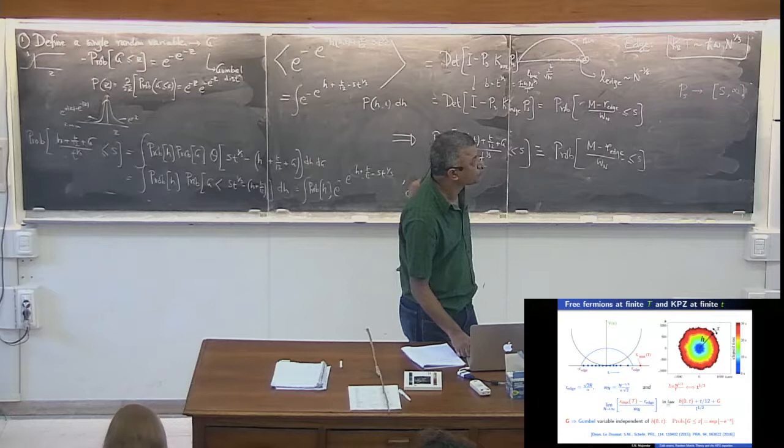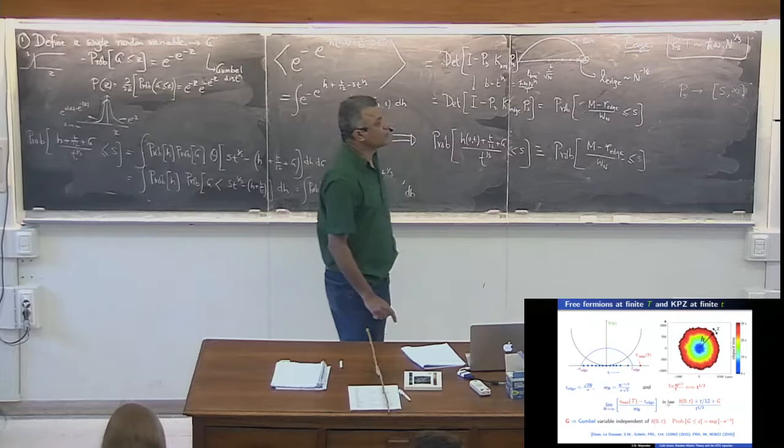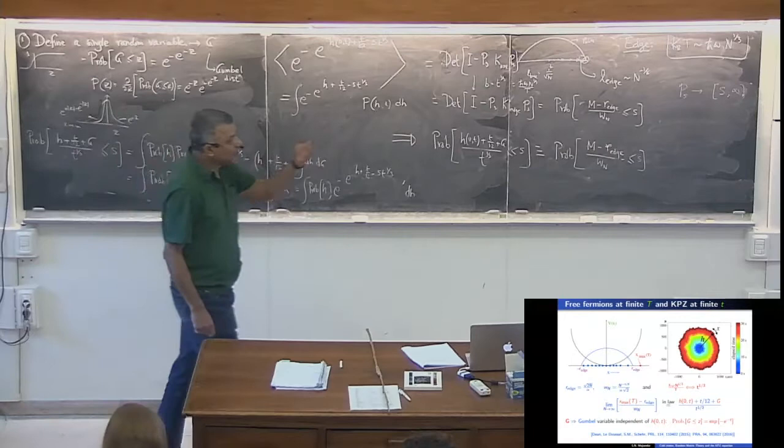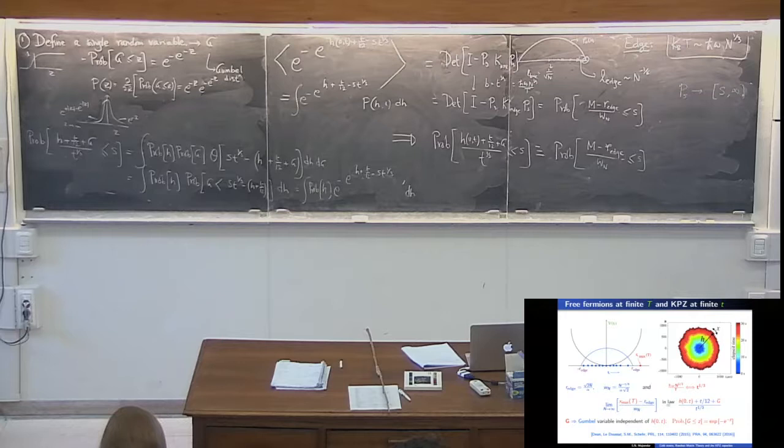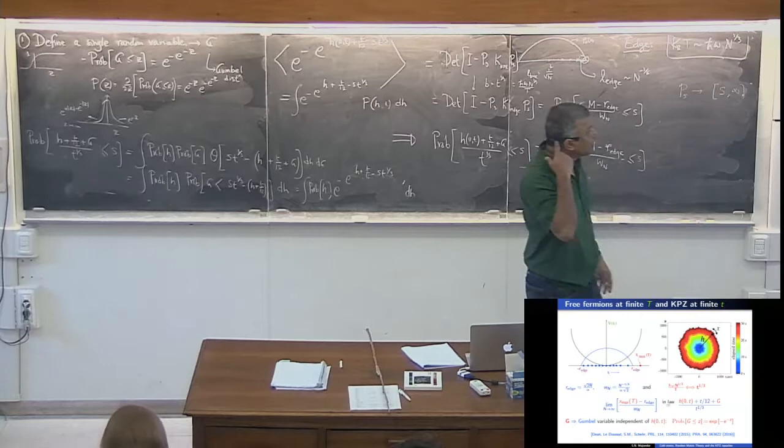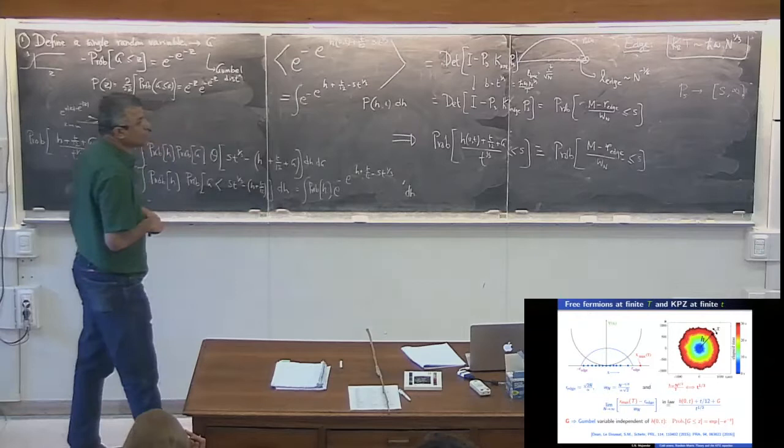Once you have that, you can go back and forth. You can take results from the KPZ and predict something for the edge properties of this fermionic system, or vice versa, you can analyze the edge properties and make some prediction for the KPZ height. For instance, these days there has been a lot of work on the large deviation tails of the KPZ height. I'll not go into the details.